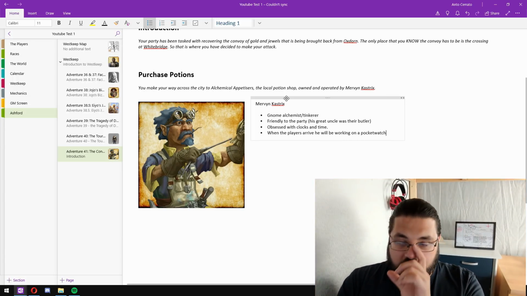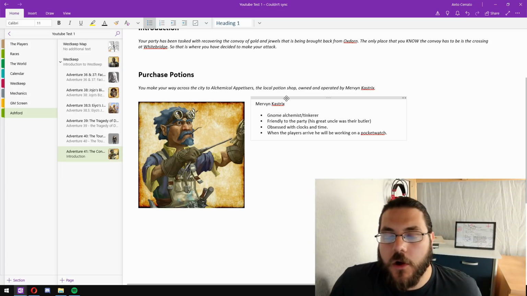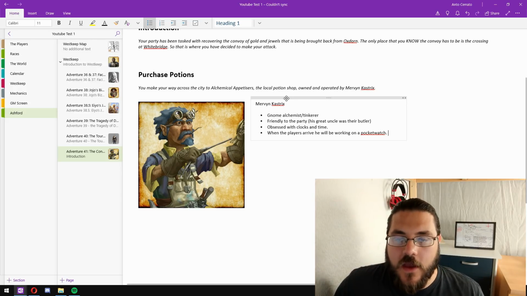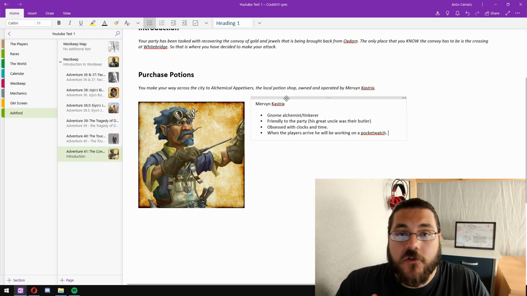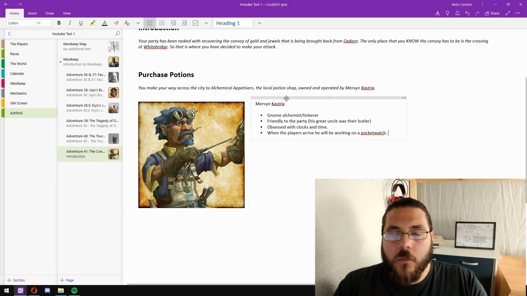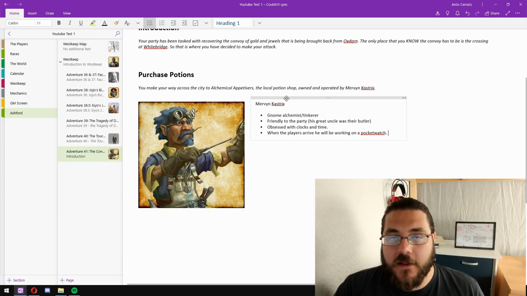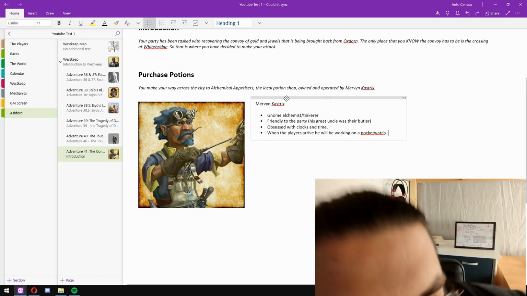And just little touches like that, like him working on this pocket watch, help make your NPCs seem that much more real, because the players arrive and can see he's in the middle of doing something. He's not just sitting there inactive waiting for them to come and speak to him. He's going about his day, he's building his pocket watches, he's doing his own thing.